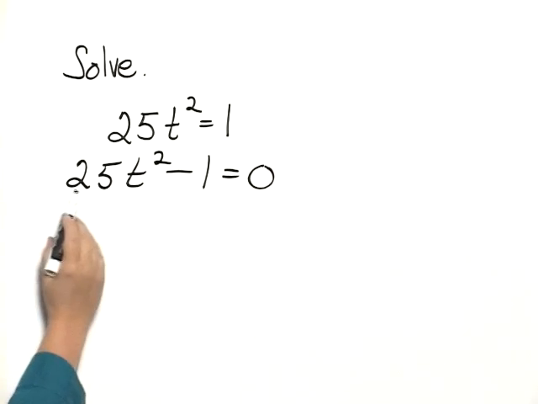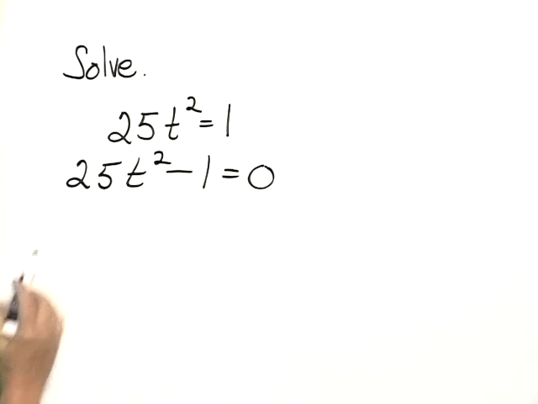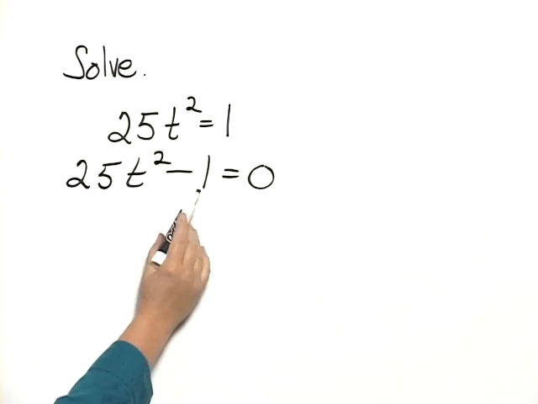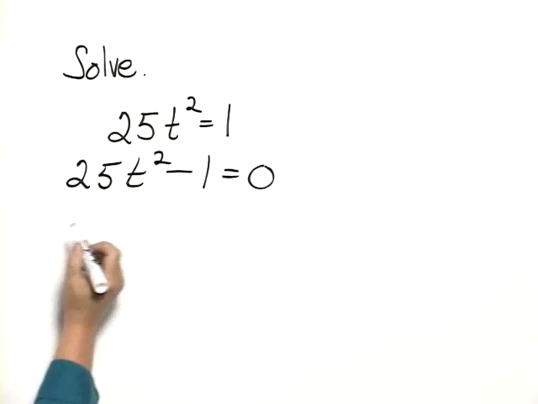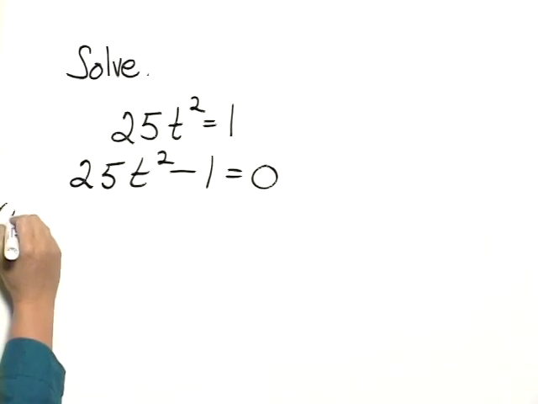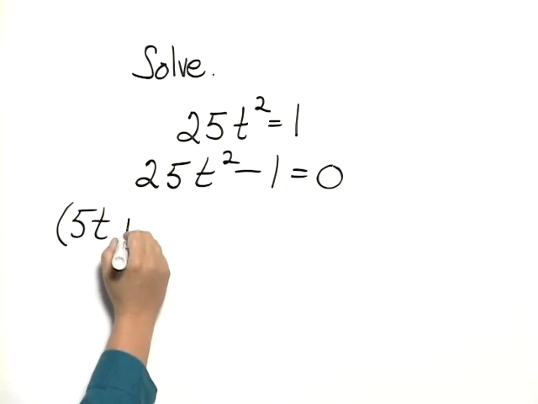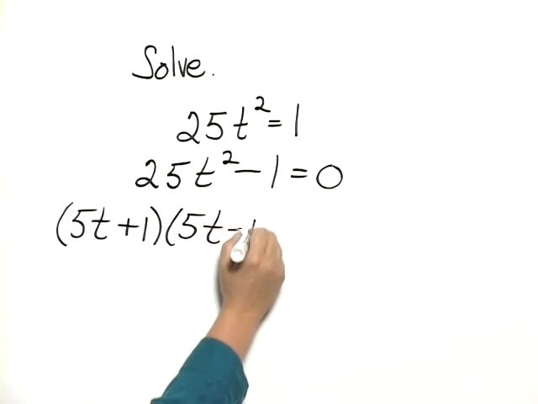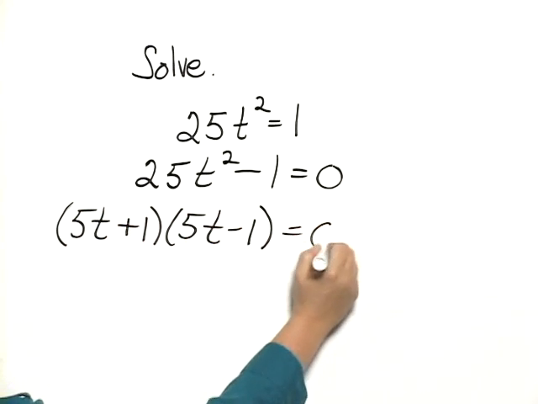And then we want to factor. 25t squared minus 1 is a polynomial with two terms, and each term is a square. It is a difference of squares. So we can factor this as 5t plus 1 times 5t minus 1. And that must equal 0.